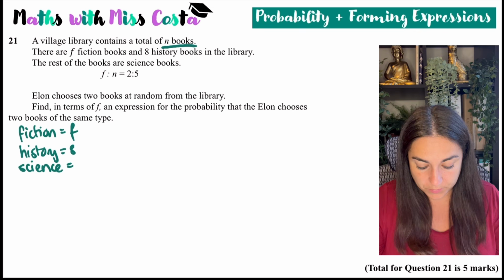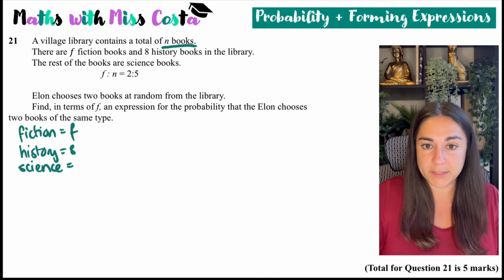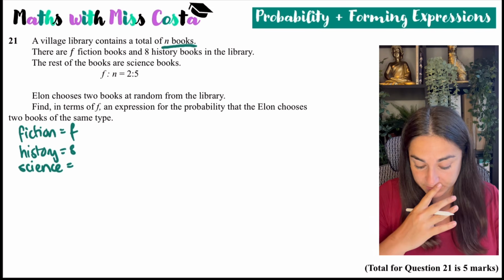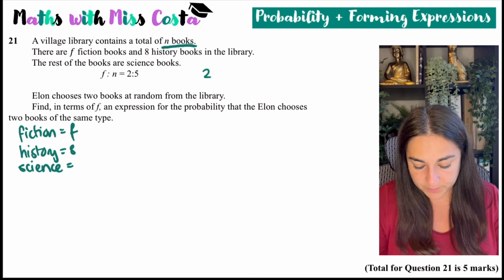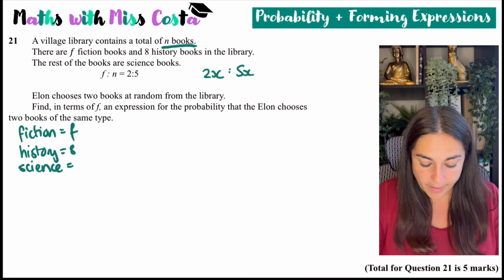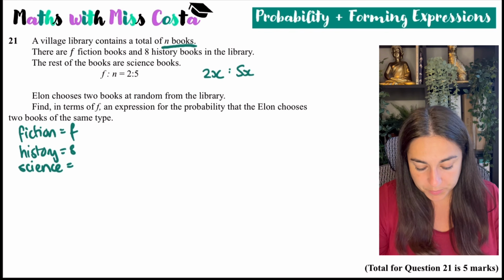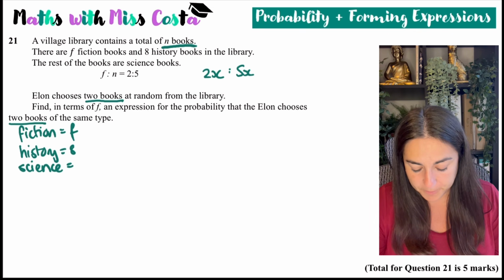So the ratio of fiction to the total amount of books is 2 to 5. So what we could do is just turn that into an algebraic expression just to make our life easier. So that would be 2x to 5x, because we don't know how many books there are. Elon chooses 2 books at random from the library. Find in terms of f an expression for the probability that Elon chooses 2 books of the same type.